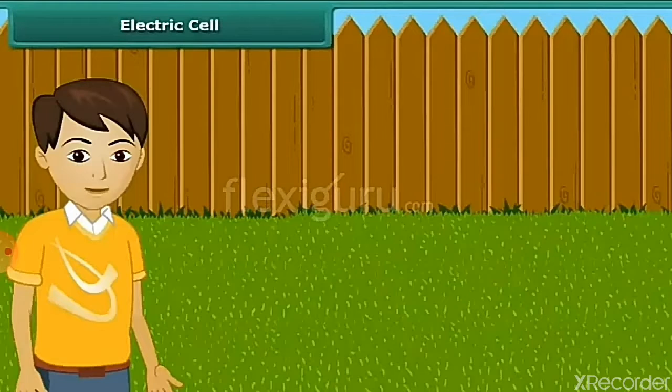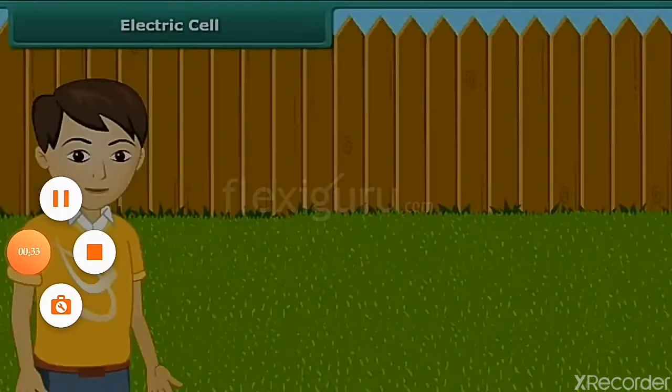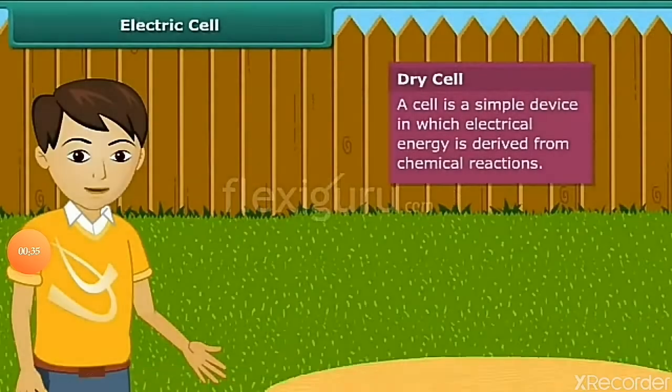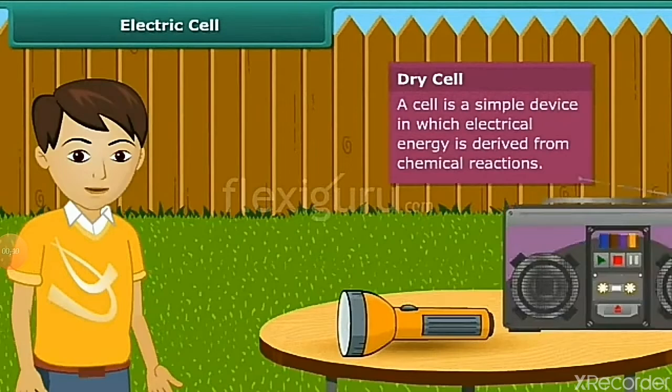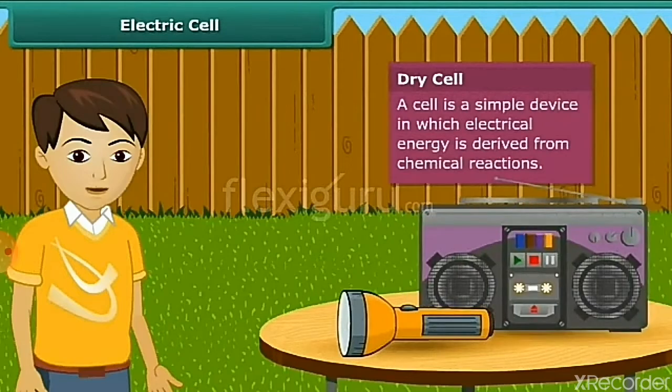So what is an electric cell? It is a simple device in which electrical energy is derived from a chemical reaction. We use it in many of our daily appliances like a simple torch, an electric transistor, or playing toys also. So now we are going to proceed with the same in this class as well.